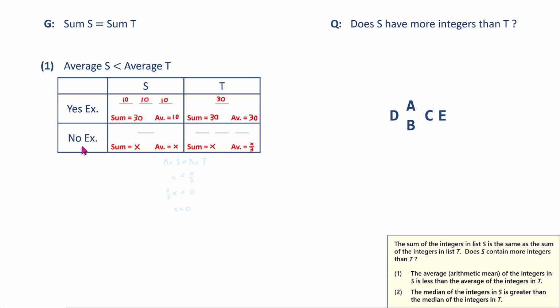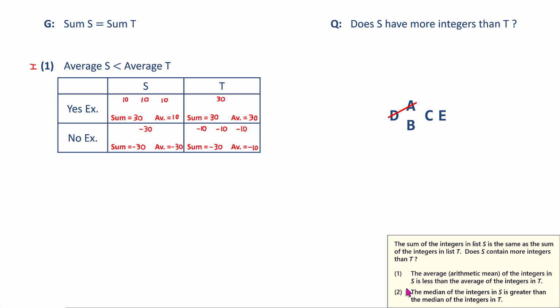To keep our no example similar to our yes example, why don't we just say that X is negative 30? And if X is negative 30, the average of list T, which is X over 3, is now going to be negative 10. And to keep T simple, why don't we say that its 3 members are all negative 10? So now we found both a yes example and a no example, which means that statement 1 fails to decide the question. So let's mark 1 as insufficient and cross out answer choices D and A.